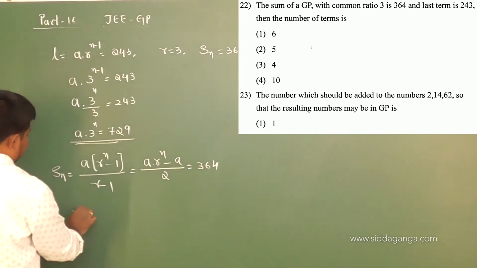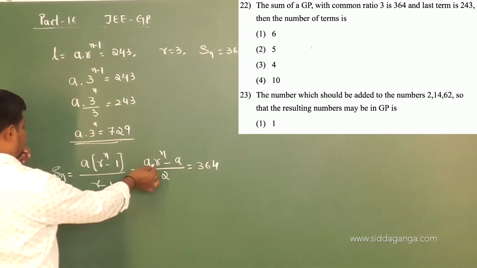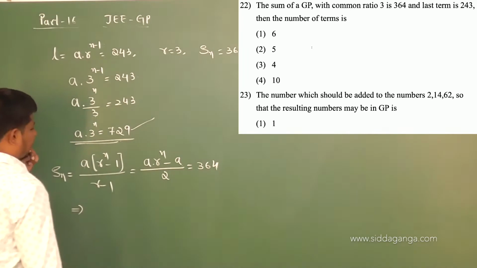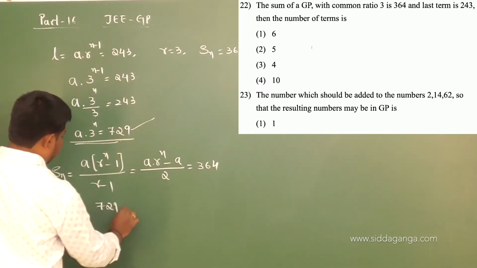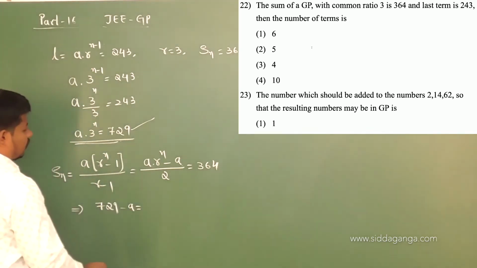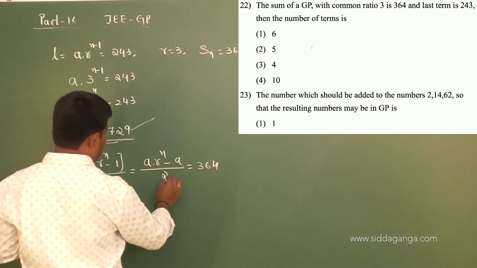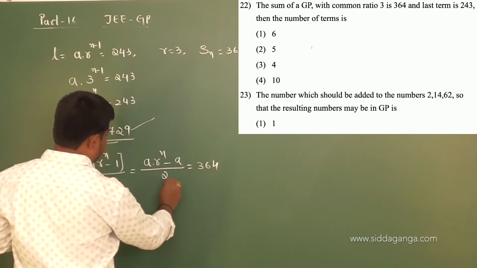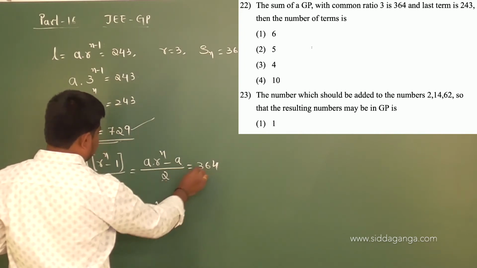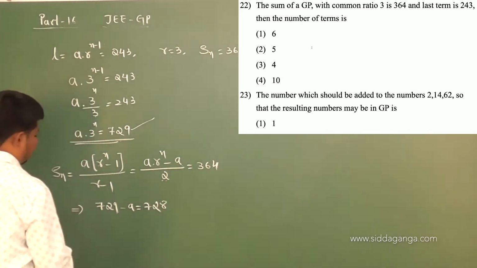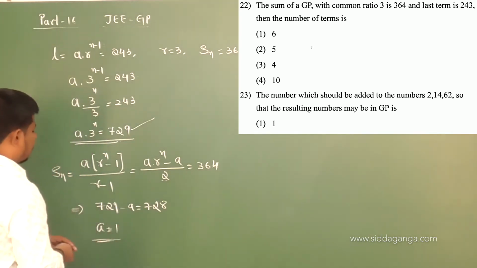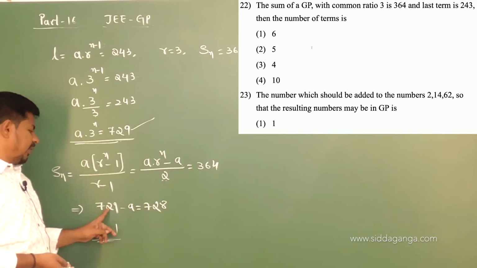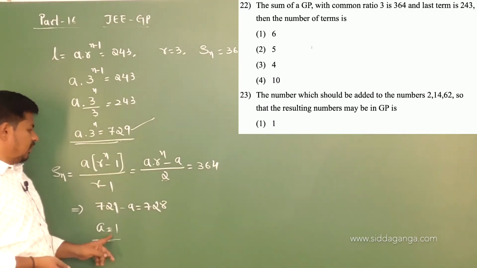Okay. So now this gives ar^(n) the value 729. Let me substitute this. 729 minus a equal to 2 into this. You get what? 8, 728. So you get what? a is equal to 1, right? So a is equal to 729 minus 728. You get a is equal to 1.